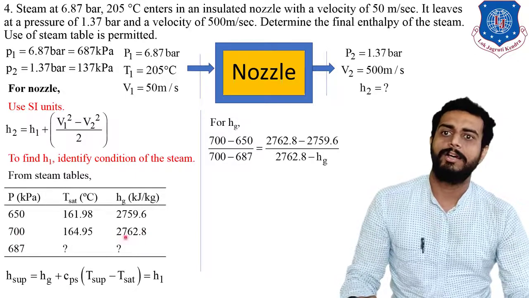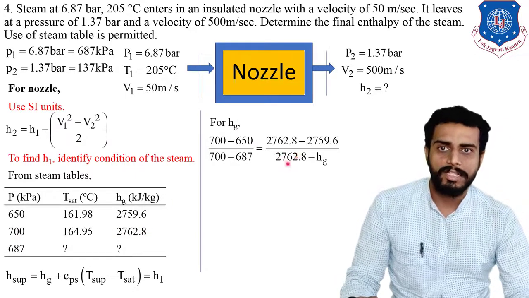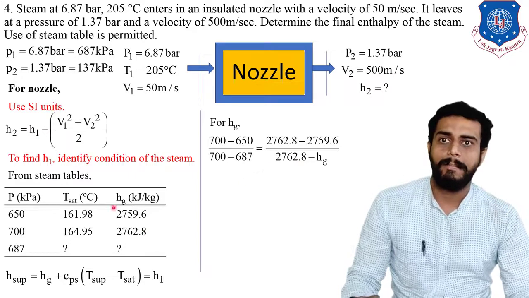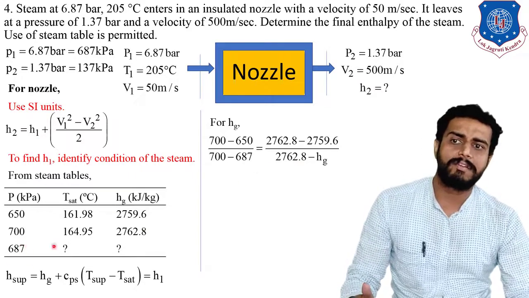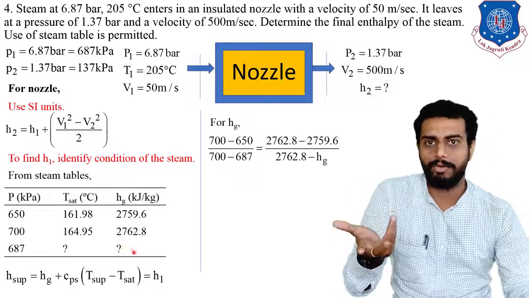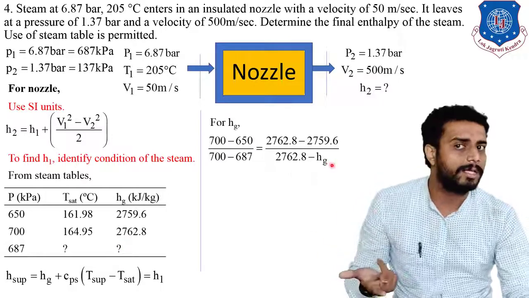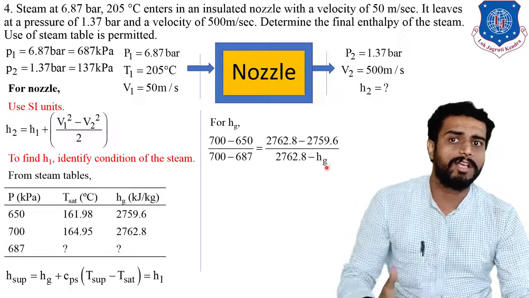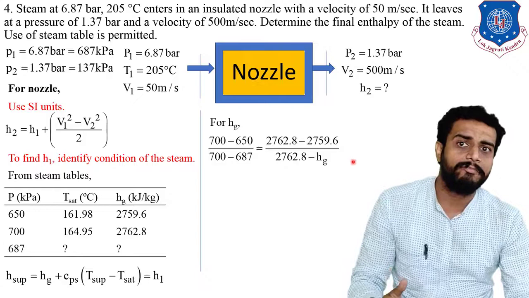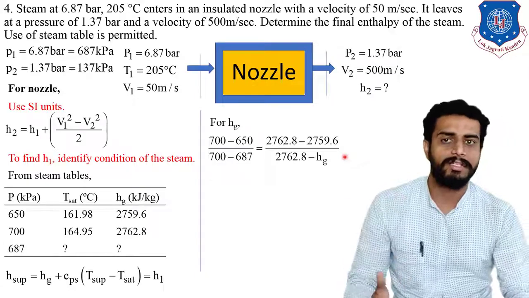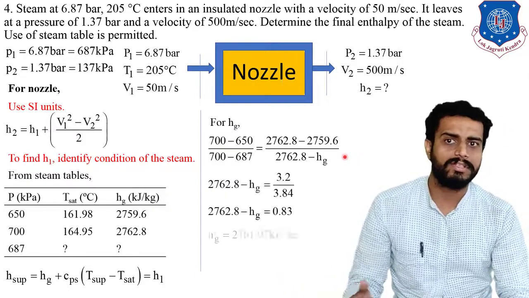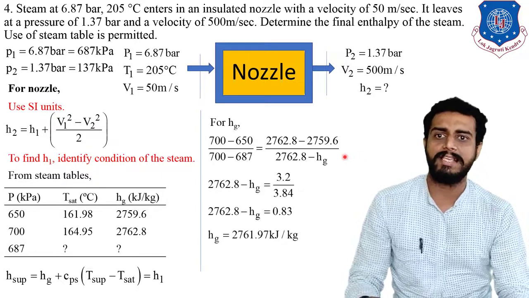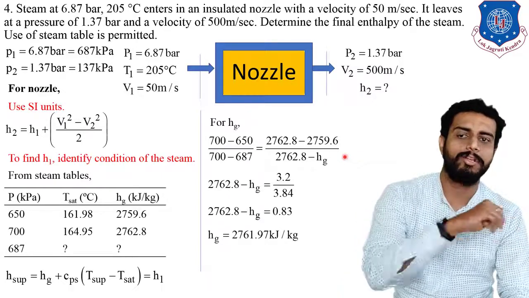What is the value of Hg? 2762.8. So here 2762.8, minus corresponding to 687. What is the value of Hg? That is not known to us, so I will write simple Hg. In this equation, if you observe, we have only one unknown, so we will find this unknown. Simply solve this equation and you will have the value of Hg as 2761.97 kilojoule per kg.